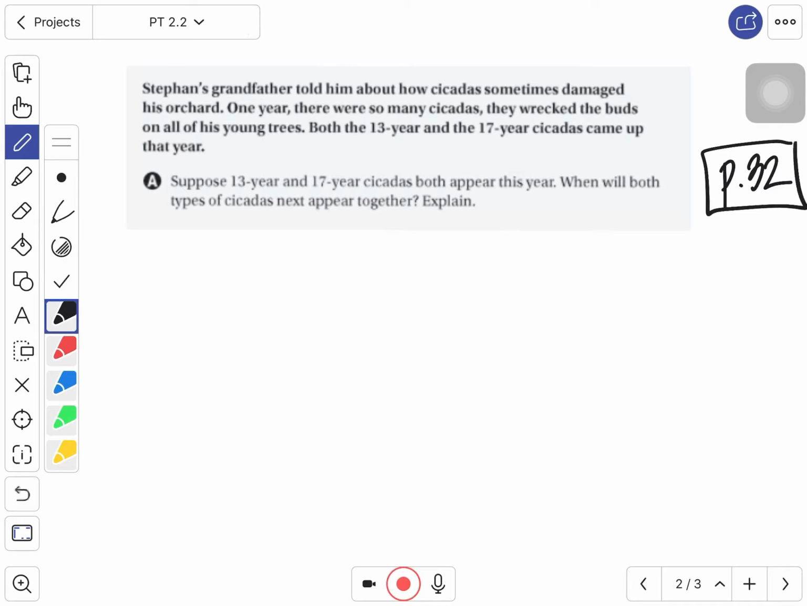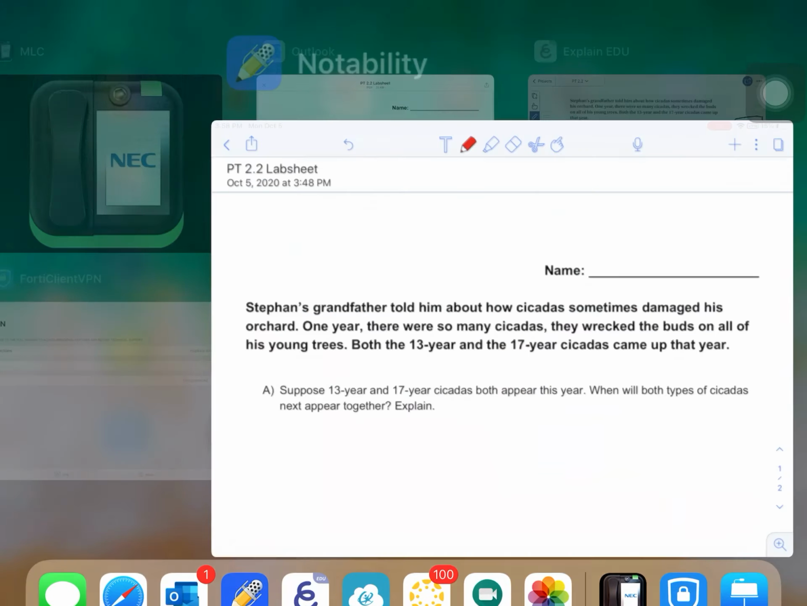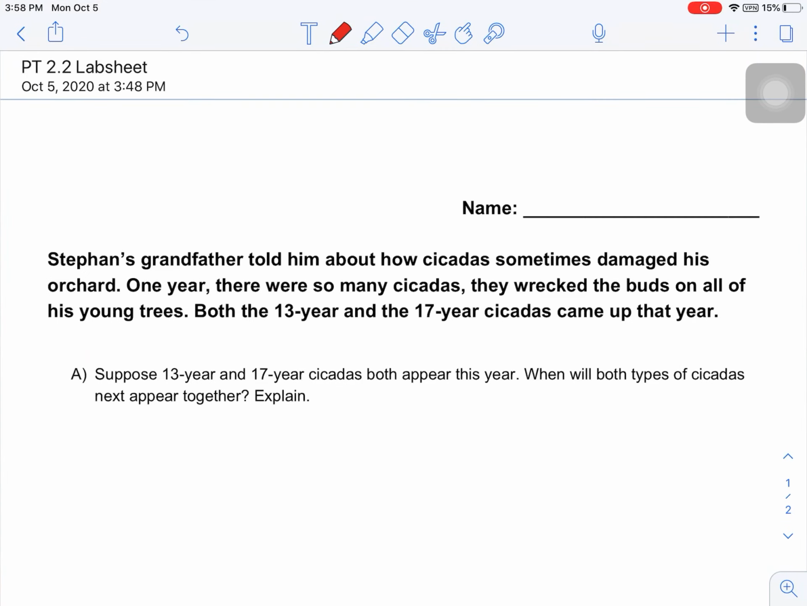Explain. So in Canvas, you should see a sheet called PT for Primetime 2.2 lab sheets. In our math curriculum, CMP, we call them lab sheets. Essentially, they're just worksheets. But from here on out, you're going to see something called lab sheets. So you're going to want to open that up, and this is what it's going to look like.